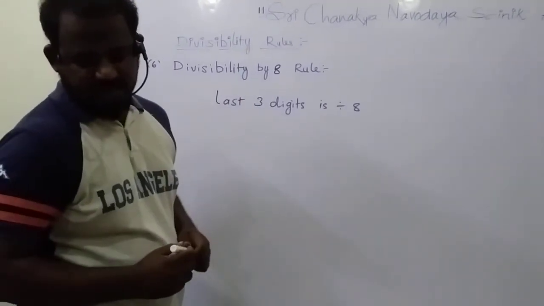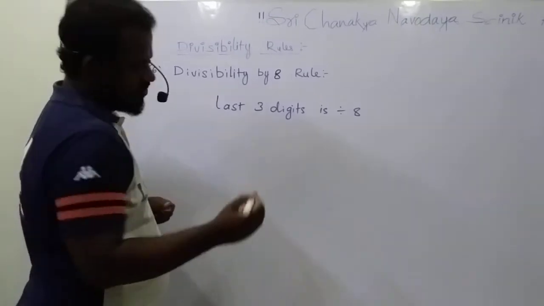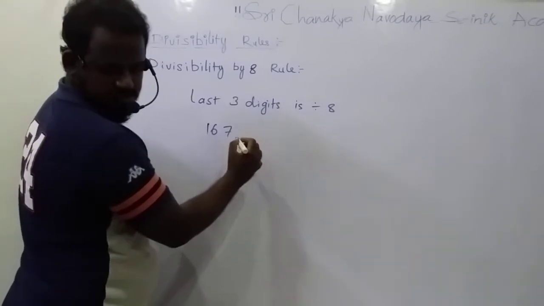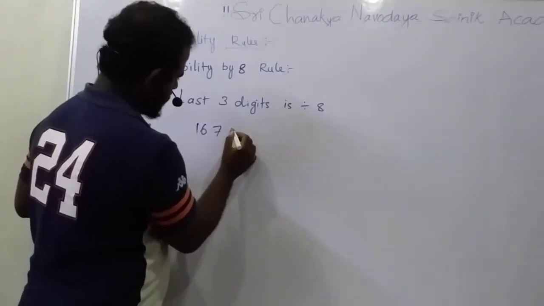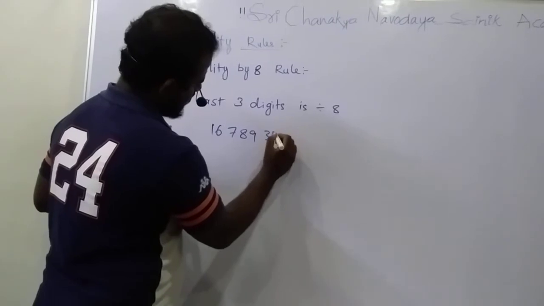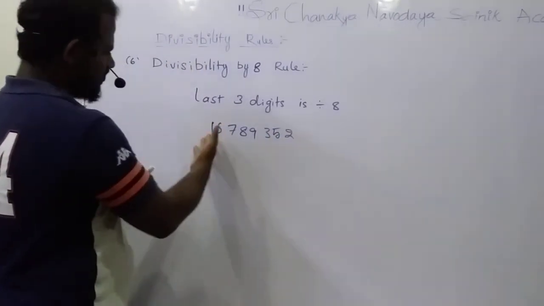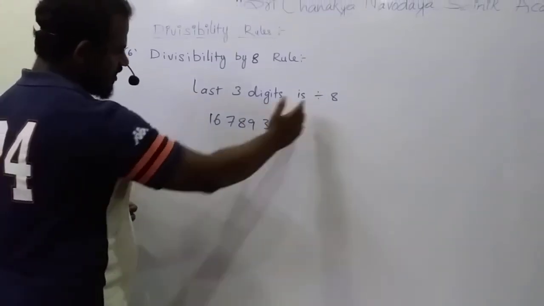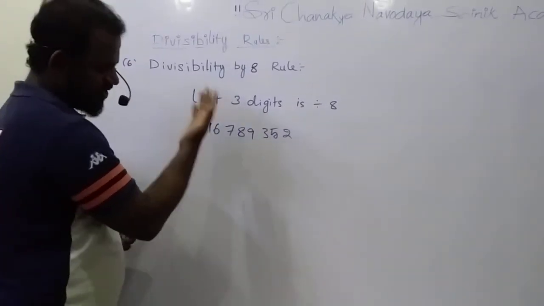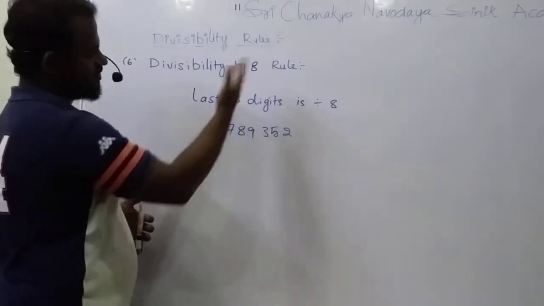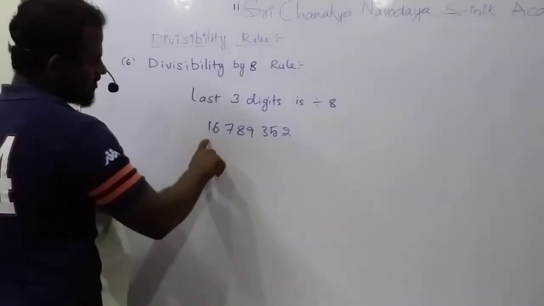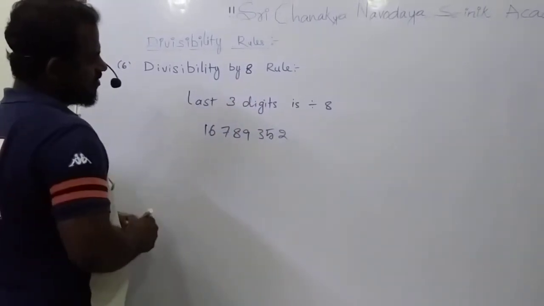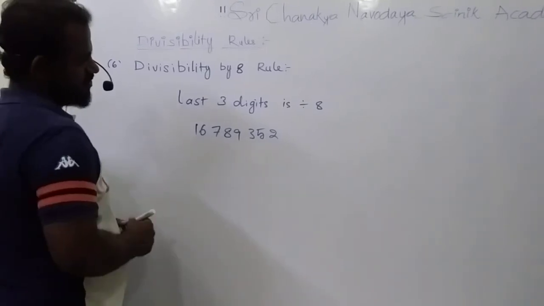We will see one example. 1 6 7 8 9 3 5 2. So we will be given such a big number. Using the normal division process with 8, we cannot divide, it will take a lot of time, right? So we will use these divisibility rules. If you want to check whether such a big number is divisible by 8 using this rule, we can easily tell whether this number is divisible by 8 or not.